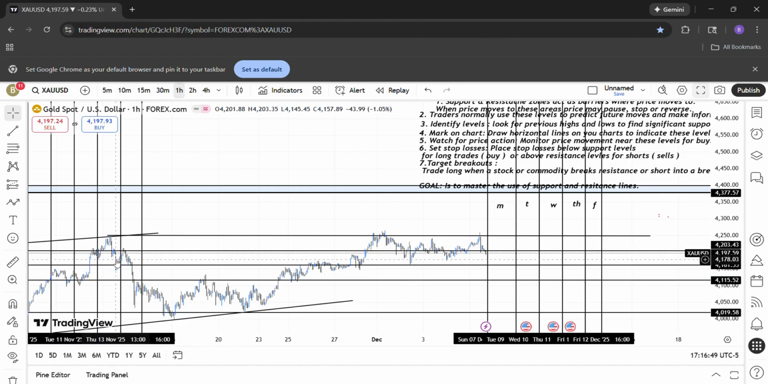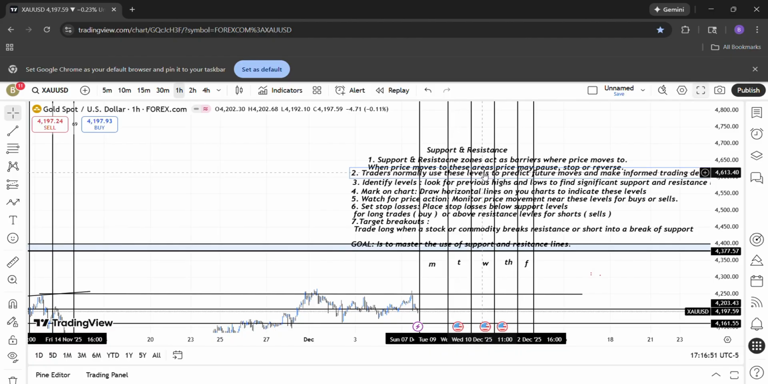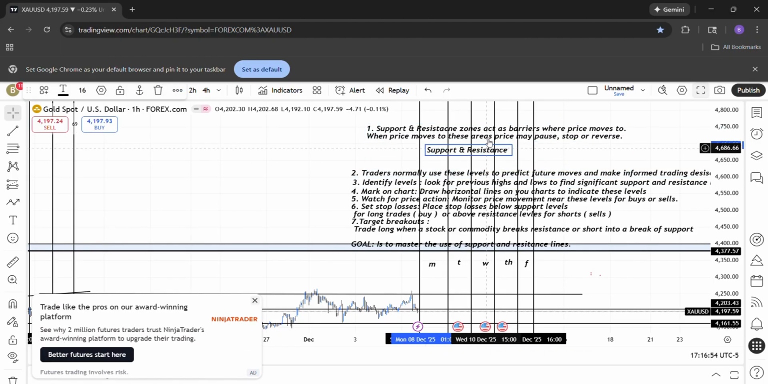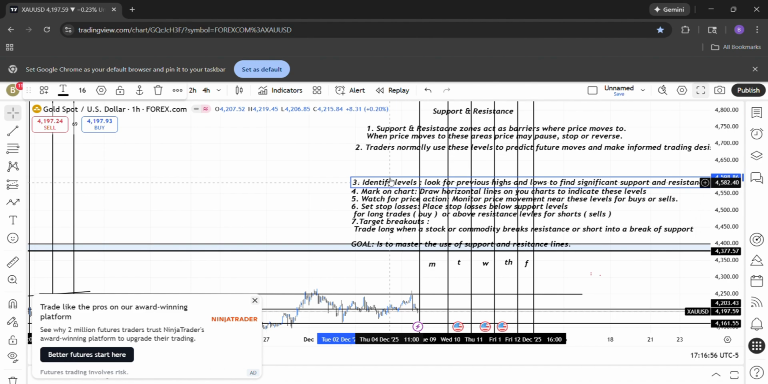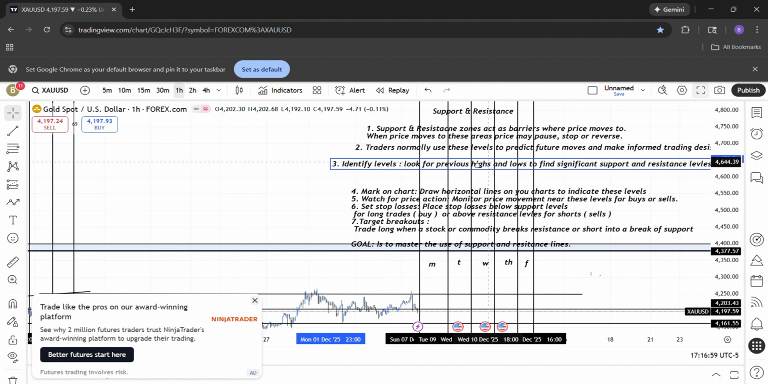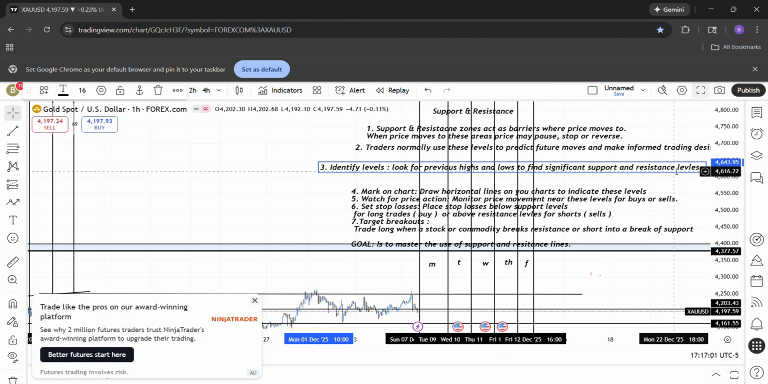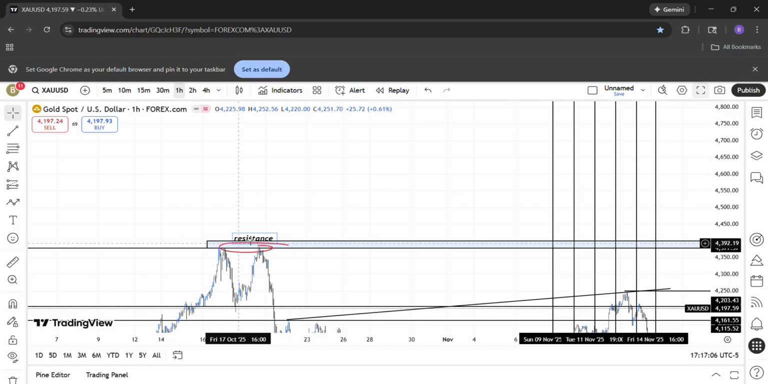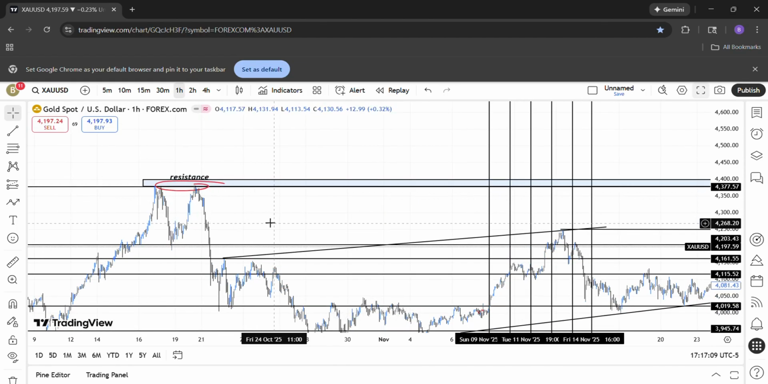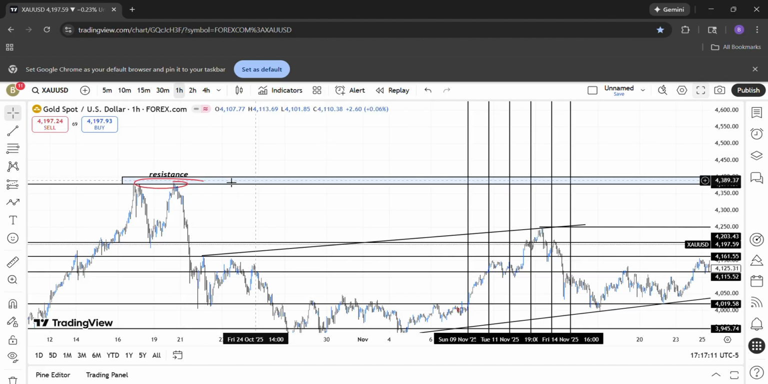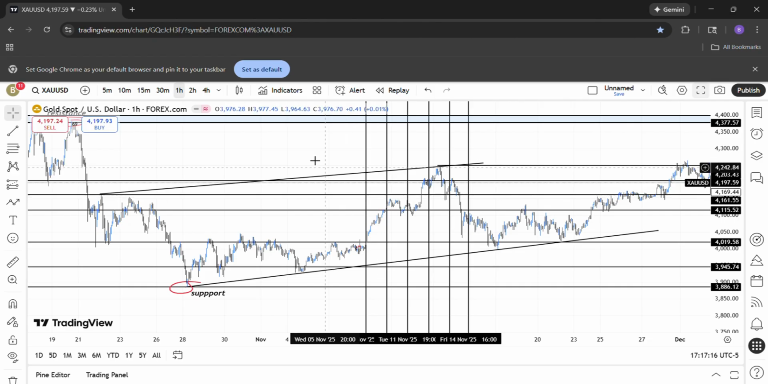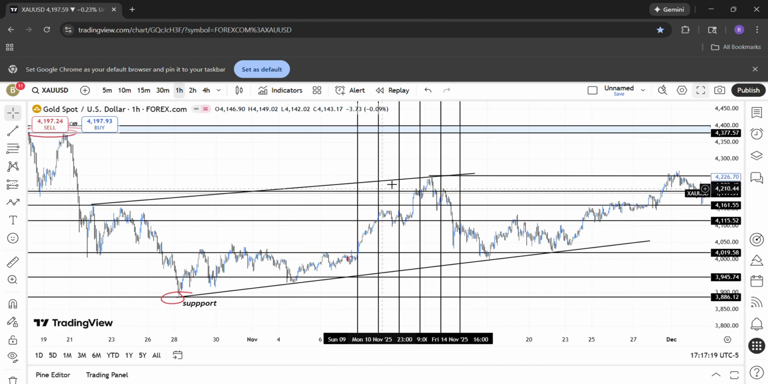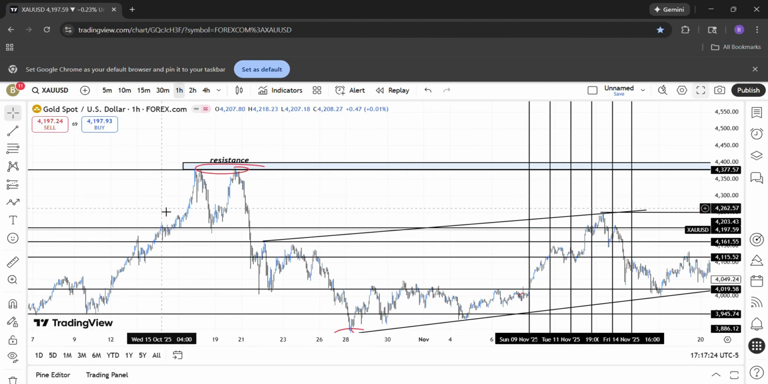And then I'm gonna show you. I'm gonna amaze y'all real quick. Let's go to number 3. Identify levels. Look for previous highs and lows to find significant support and resistance levels. Right. Obviously, overall, this is the resistance. Right. This is the top of the top of the top. Like you ever seen that Dubai building? Think about this as a Dubai building, all the way in the top, and then let's say the building has 100 floors. This is like the 50th floor, right? And this is the 100th floor. This is the top of the top, right?